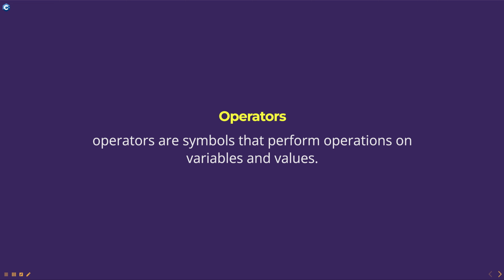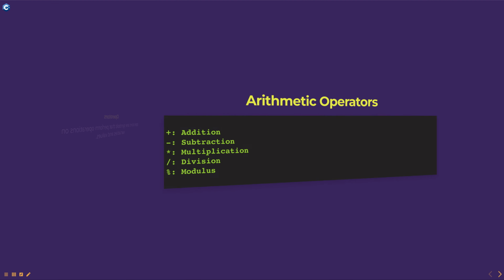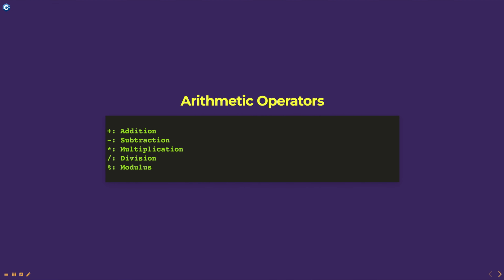In C++, operators are symbols that perform operations on variables and values. There are various types of operators, including arithmetic operators. These operators perform basic arithmetic operations such as addition, subtraction, multiplication, division, and modulus.